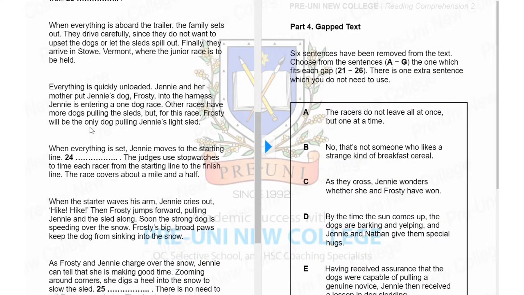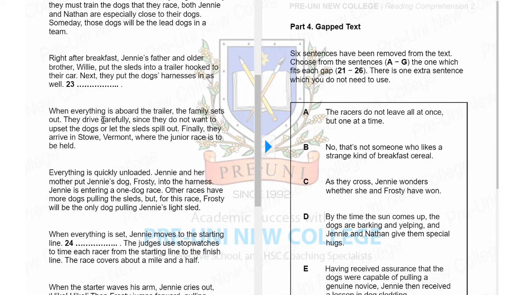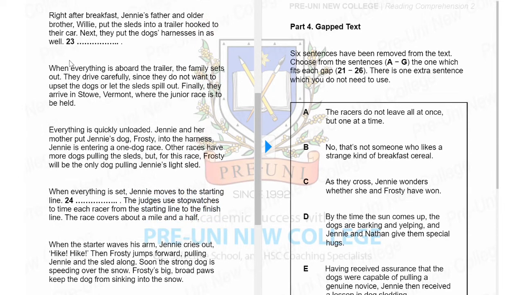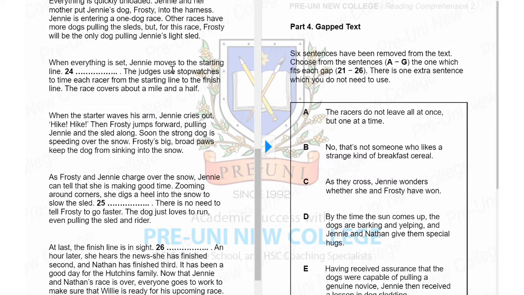The next blank is a couple of paragraphs below the previous one. The two paragraphs above it briefly talk about getting to the race and signing up. And for the actual blank paragraph, it says, "When everything is set, Jenny moves to the starting line." We have the blank, and it says, "The judges use stopwatches to time each racer from the starting line to the finish line, and the race covers about 1.5 miles."